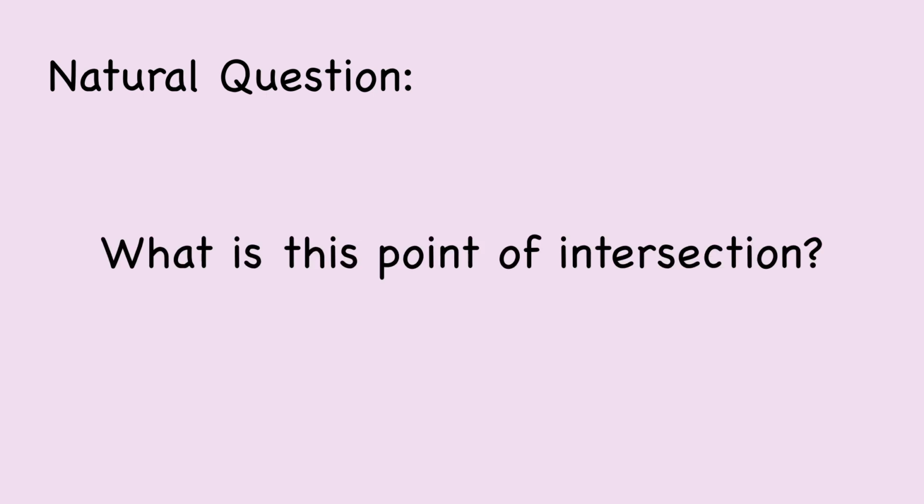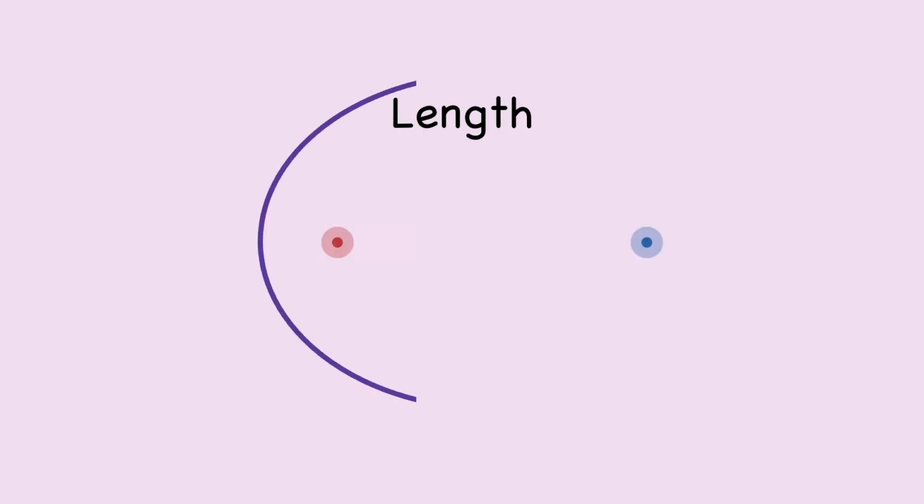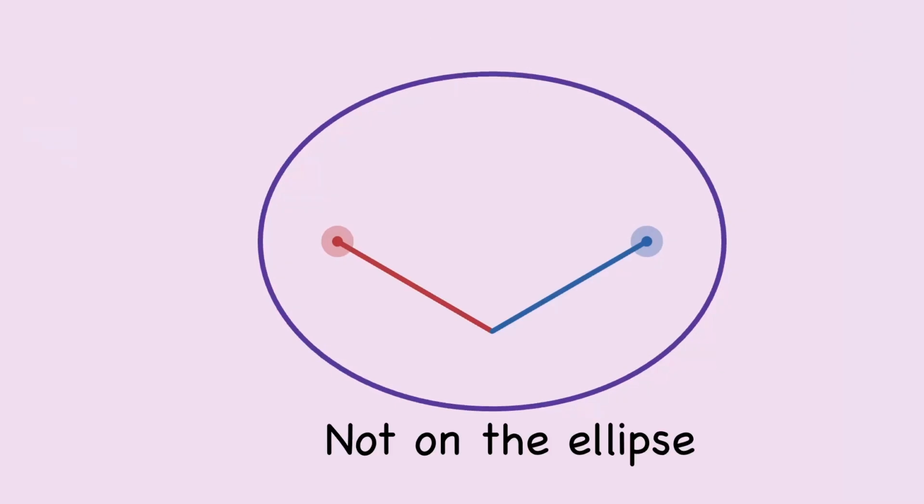A natural question to ask is, what exactly makes this point on the ellipse special? To answer that, we're going to want to go on a bit of a tangent to talk about distances in ellipses and Heron's problem. A common definition for an ellipse fixes a length and two foci, then takes the locus of points whose sum of distances to the foci is that fixed length. So that means for a point whose sum of distances to the foci is not that fixed length, the point is not on the ellipse. Seems simple enough, but we can get a little more information from this.